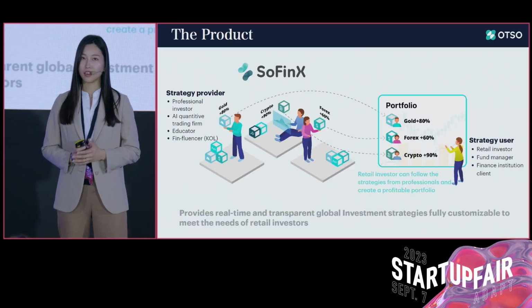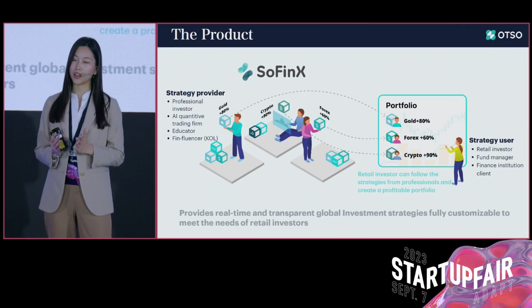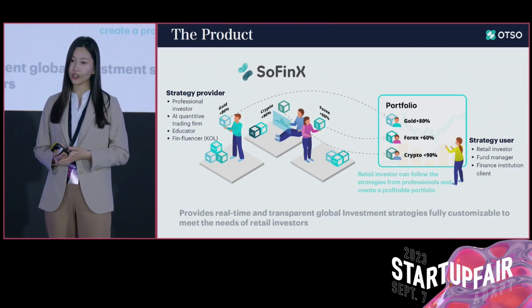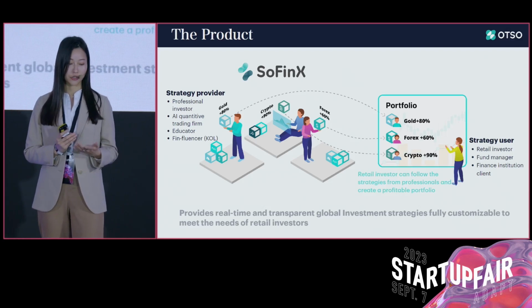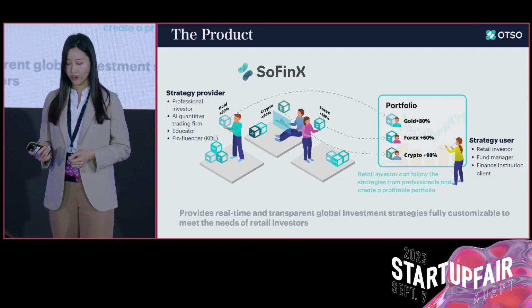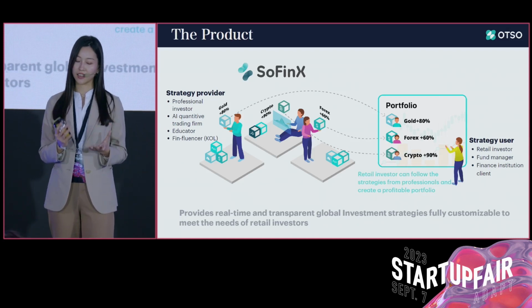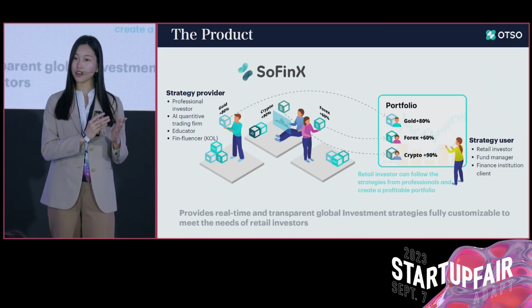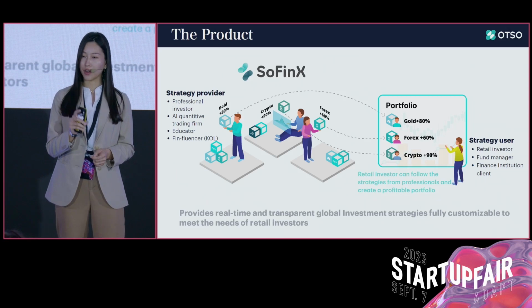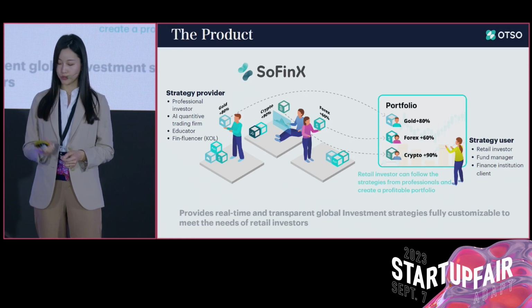So this is why, as a data company, we built SoFinX, a multi-asset, multi-brokerage social finance ecosystem. On our platform, we gather tons of strategy providers, including professional investors, AI quantitative trading firms, and educators. They connect their trading accounts and share their strategies with us. On the other hand, the strategy users, the retail investors and also fund managers, can utilize this data and easily observe the performance of different strategies, pick out the specific symbols they would like to invest in, and create a profitable portfolio. Our robot will help them to trade automatically with the brokerage.